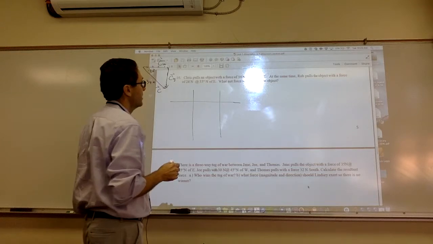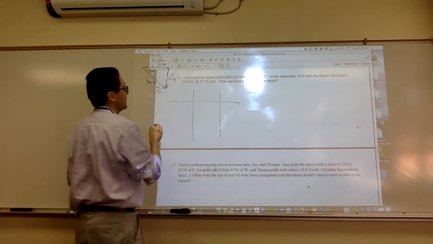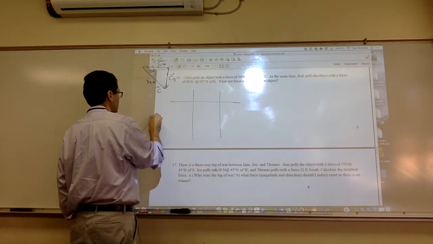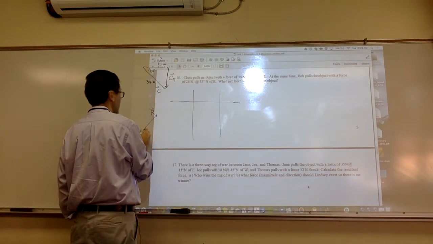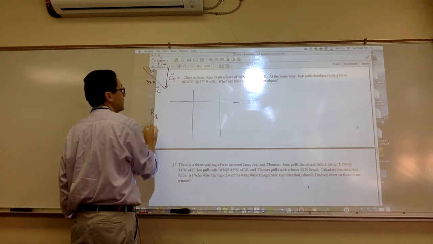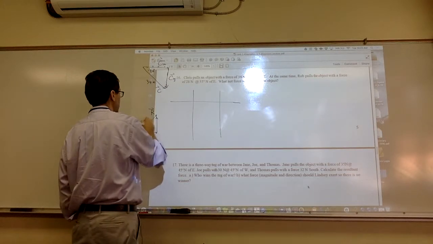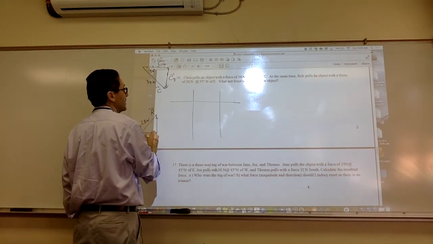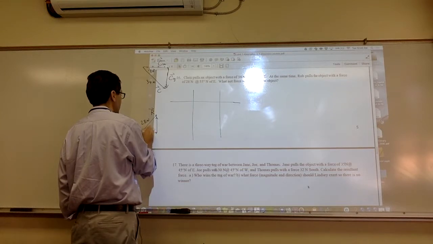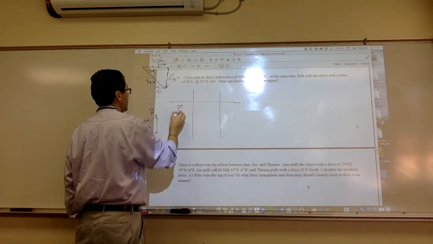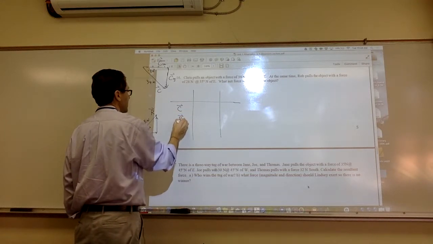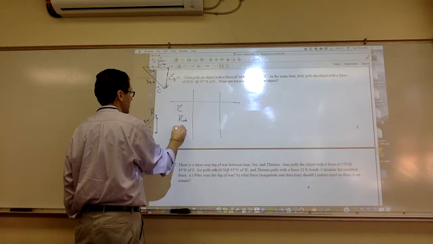And then we have Rob. He's going north of east. So Rob is this way. So here's the x component, here's the y component. So this is 28 newtons, and this angle here is 55. And that's it. Okay, so now I'm going to put C for Chris and R for Rob here, because then this is the resultant.